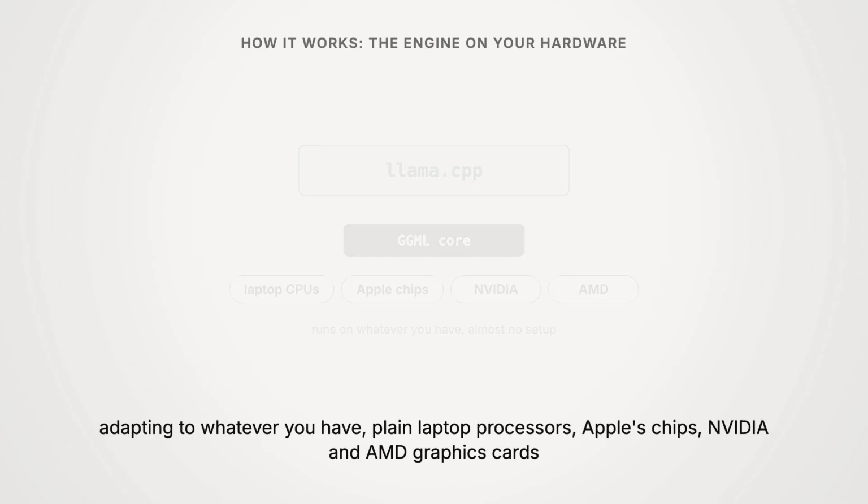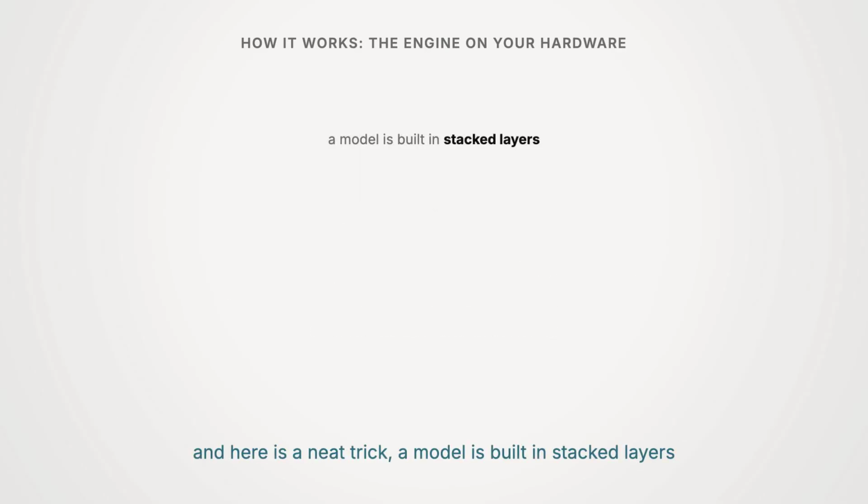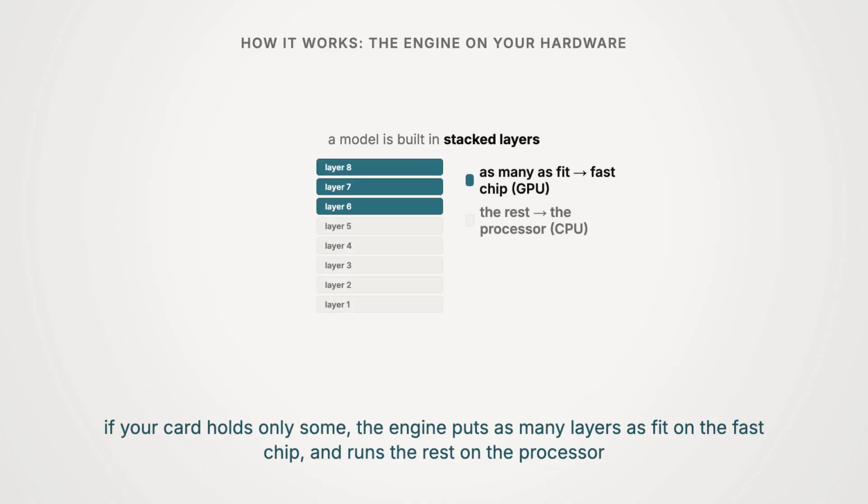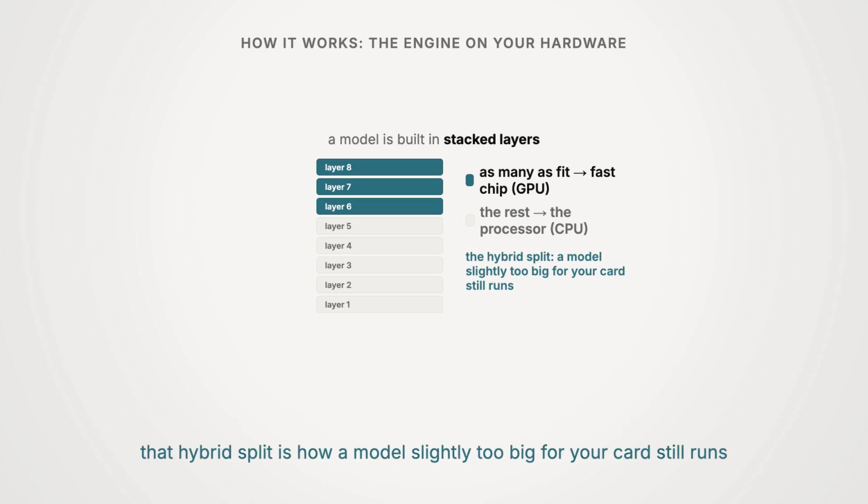And here is a neat trick. A model is built in stacked layers. If your graphics card can only hold some of them, the engine puts as many layers as fit onto the fast chip and runs the rest on the regular processor. That hybrid split is how a model slightly too big for your card still runs.